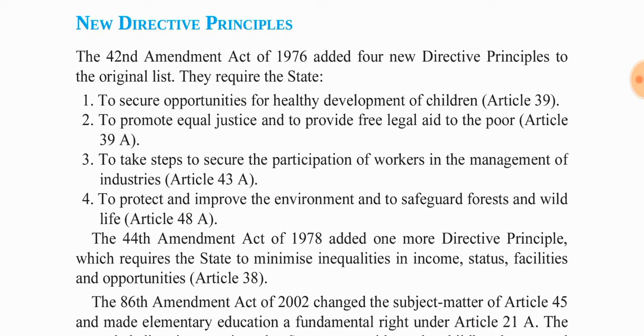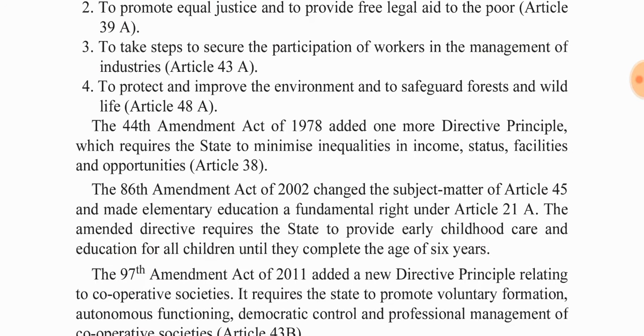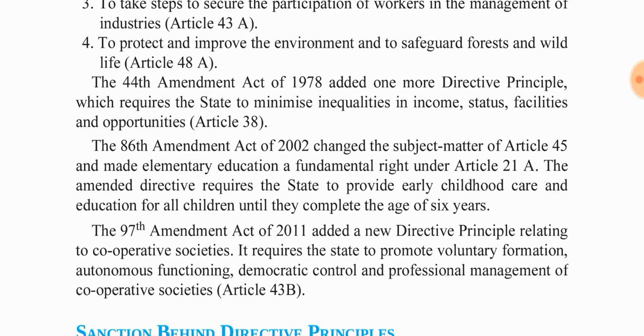Then in the 44th Amendment Act of 1978, they added one more directive principle which requires the state to minimize inequality in income, status, facilities and opportunities, as in Article 38. Then in the 86th Amendment Act of 2002, they changed the subject matter of Article 45 and made elementary education a fundamental right under Article 21A.